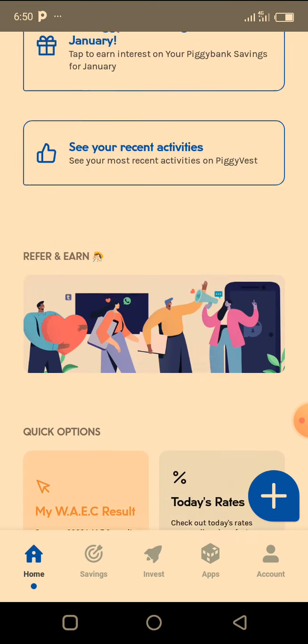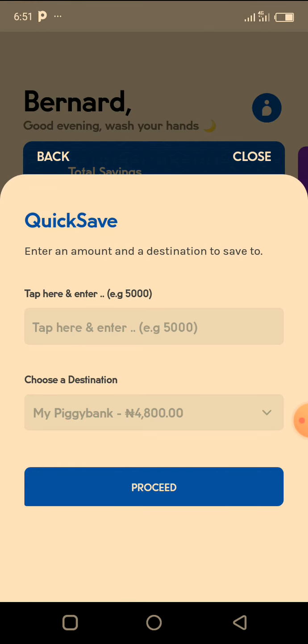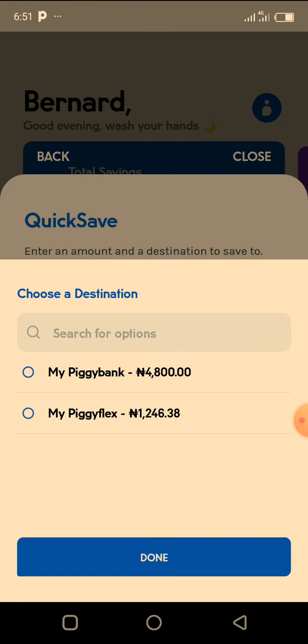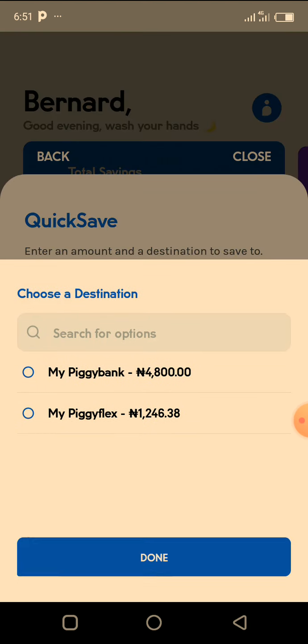Please let me know. Now this icon here, you can use this icon to quick save. You put the amount you want to, and choose the destination you want the money to move from. Is it from this or from here? You just quick save. You understand? So you choose the amount you want to save and choose where you want to put it.